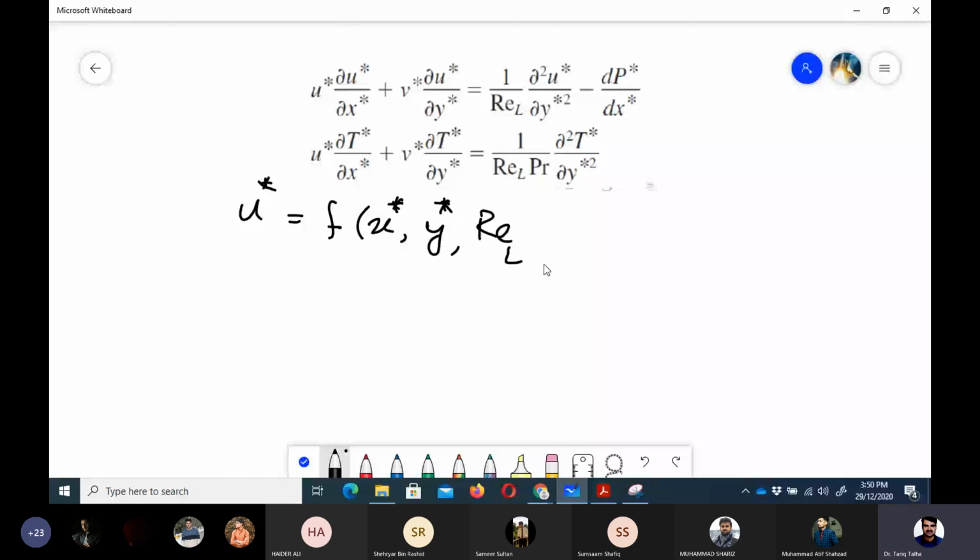So it means that if we want to get to know the variation of u with x, y, with these independent variables, we need to run four sets of experiments. So then we would be able to get the functional form of u in terms of x, y, Reynolds number, and dp/dx.